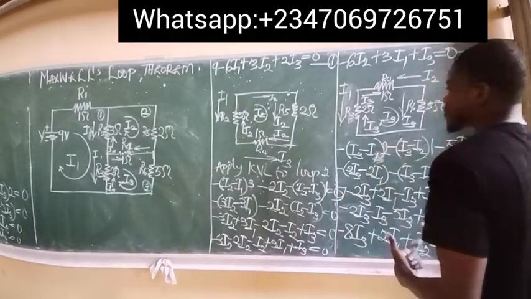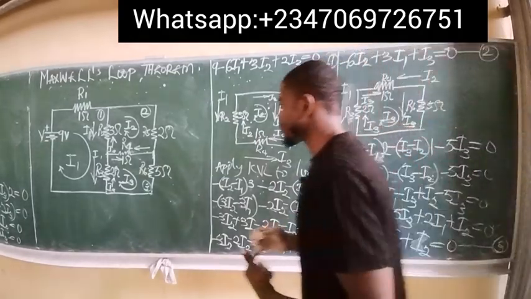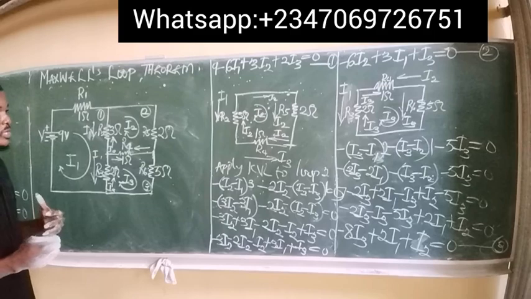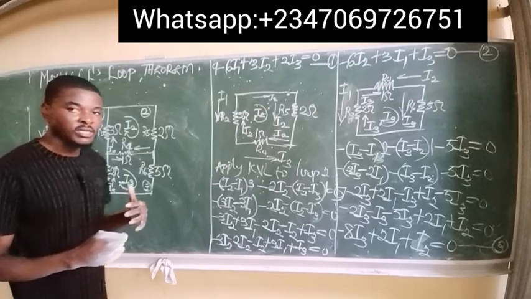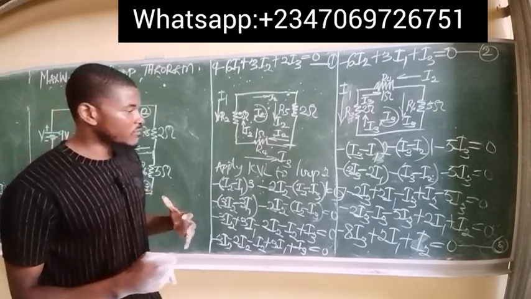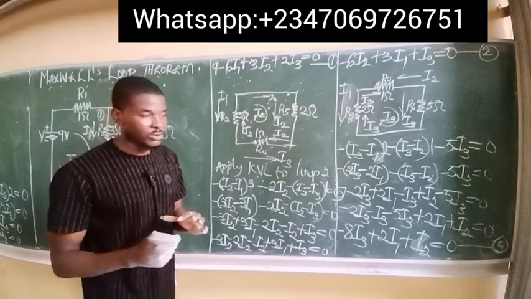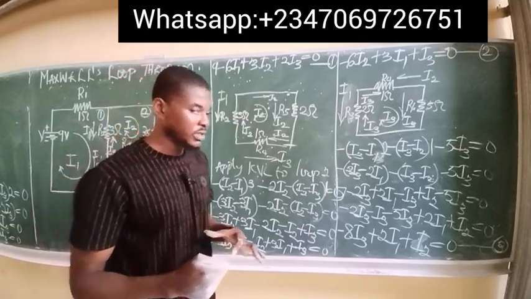So we simply have 3 equations because we have 3 different loops in the circuit. So all we need to do now is simply solve these equations simultaneously and obtain the values of I1, I2, and I3, choosing any suitable method at all to solve these simultaneous equations.